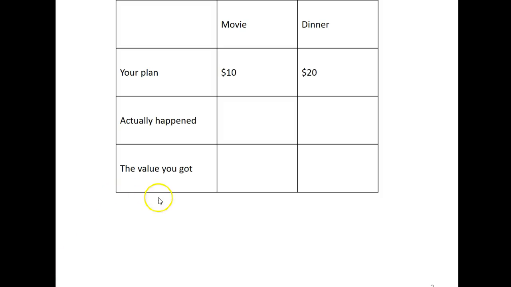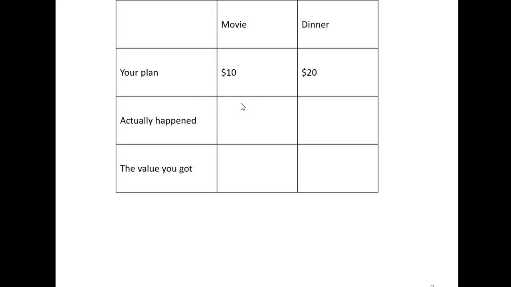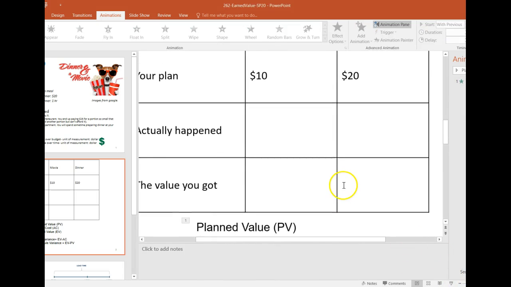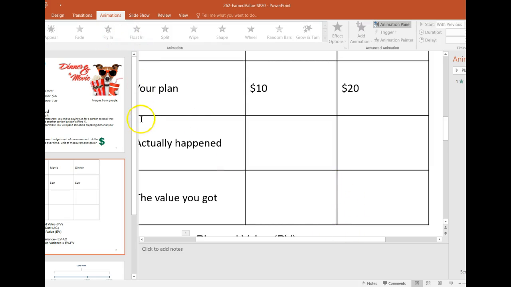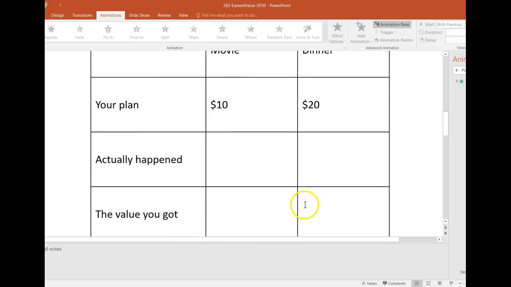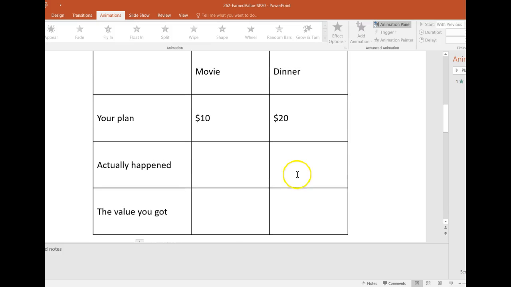So look at this table. This is your plan. $10 movie and $20 dinner. So I'm going to make this a little bigger and start writing on it. Feel free to write with me. So moving this on the side, moving this in the middle. Here's what I have. Make it a little smaller. So this is what I have.